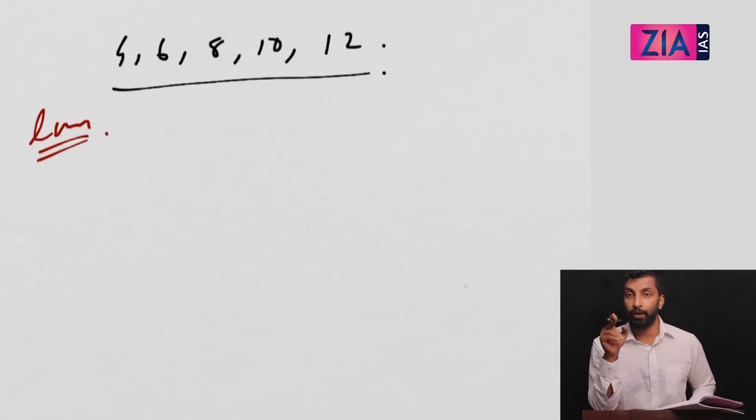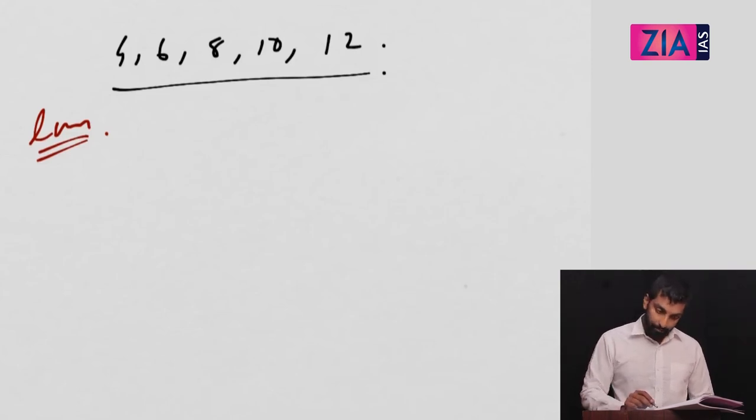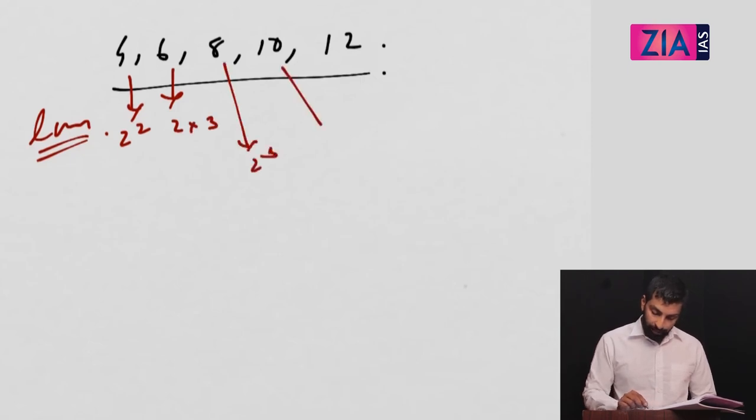That is the idea. So if you need to find the lowest number, you need to find the LCM of these numbers, right? So 4, 6, 8, 10, 12. What is the LCM? So 4 you will write as 2 square. This you will write as 2 into 3. This you will write as 2 cube. This you will write as 2 into 5. This you will write as 2 square into 3.